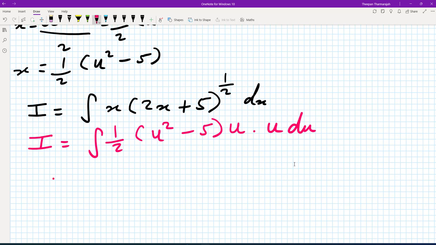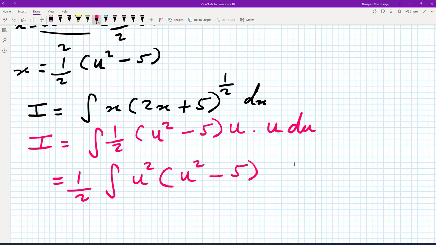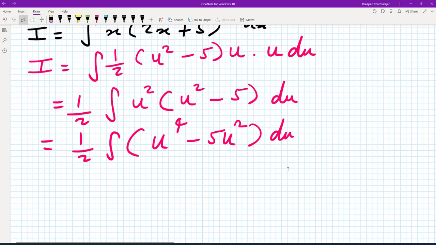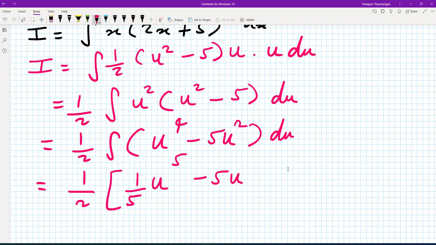Now we can tidy up this integral, take the constant outside the integral. u times u is u squared, times (u squared minus 5), and then we get a du. So that gives me a half times the integral of u to the power 4 minus 5u squared du. Now what happens is we can integrate this. So you get a half on the outside, we get a fifth of u to the power 5 minus 5u cubed over 3 plus the arbitrary constant.